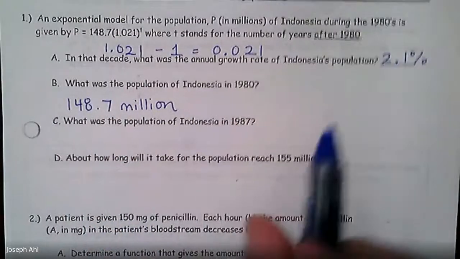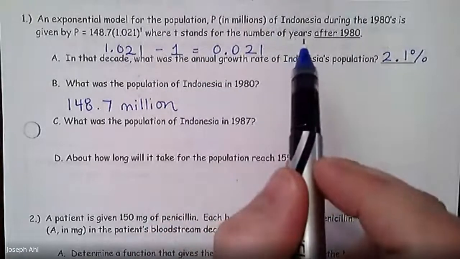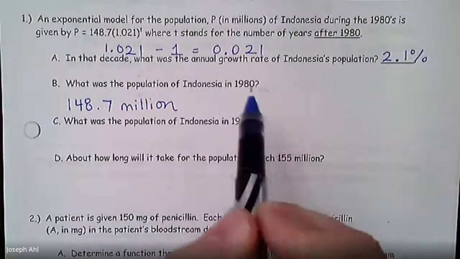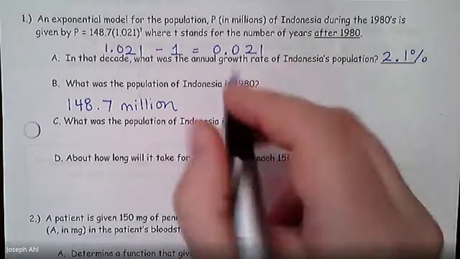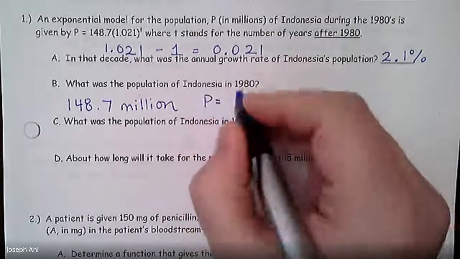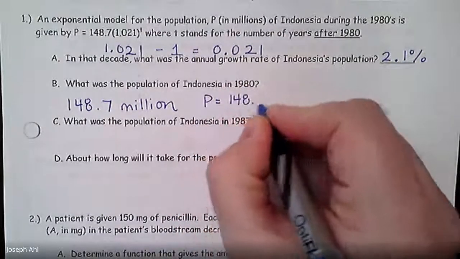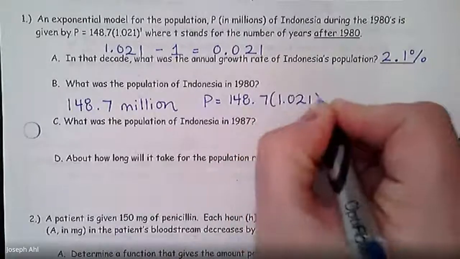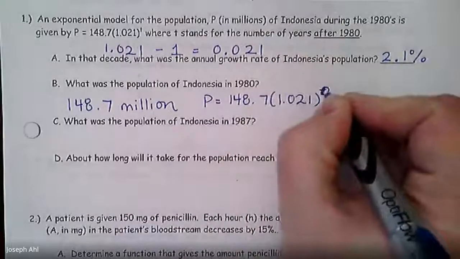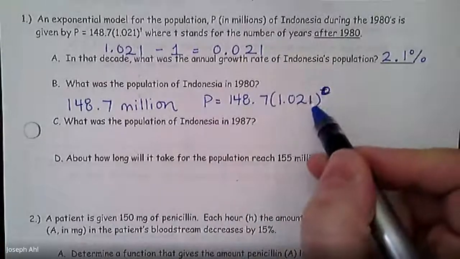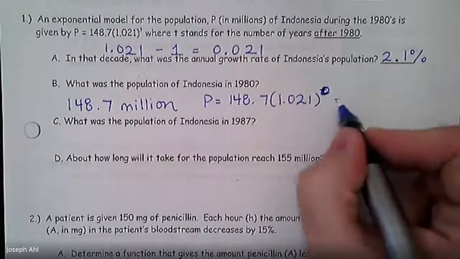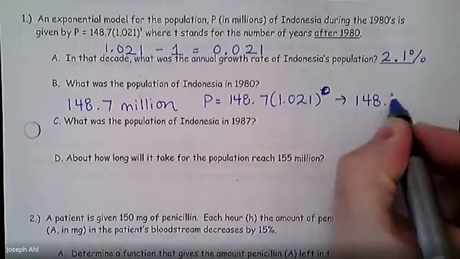The other way to think of this is that if t is the number of years after 1980, 1980 is t equals 0. So you could go to the population equation and plug in 0 for t. Oops, let's actually do that right now. And if I plug in 0 for t, anything to the 0 power we know is 1, which then gets me to that answer, 148.7.